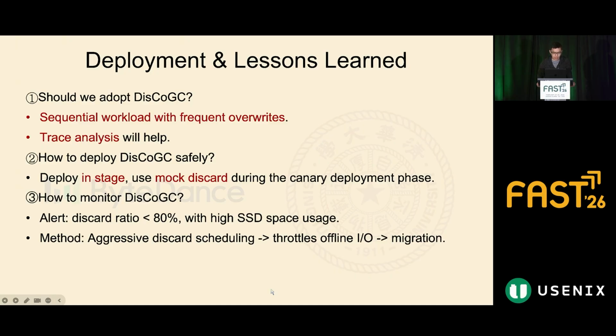The third one is how to monitor DiscoGC. You should alert when the discard ratio is smaller than 18% with a higher SID space usage. If the CPU and IO are not high, use aggressive discard scheduling. If the CPU and IO are busy, throttle offline IOs. If there is no offline IOs, do data migration.